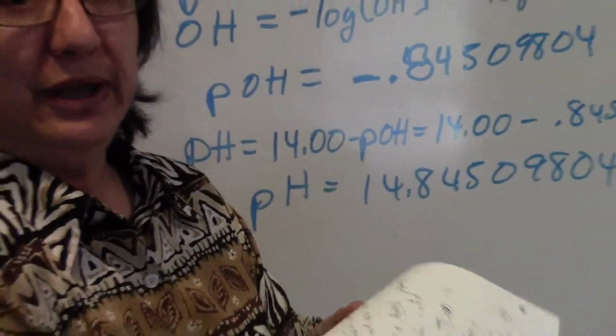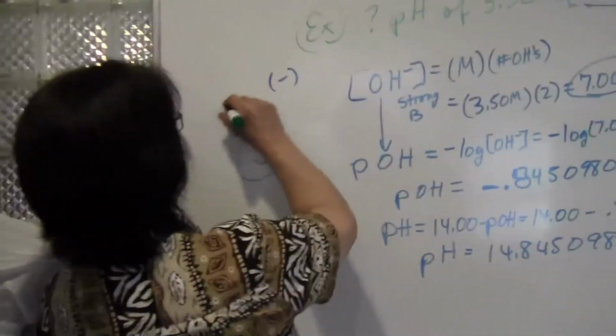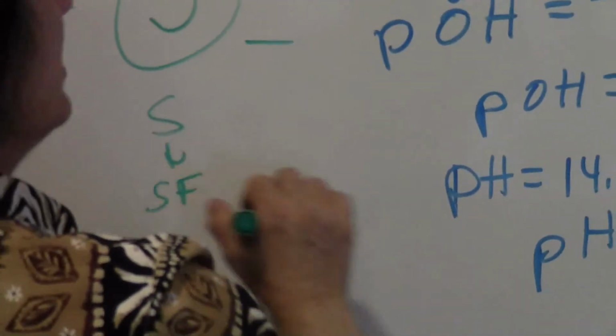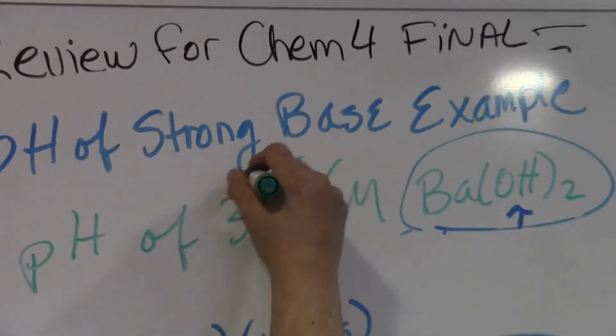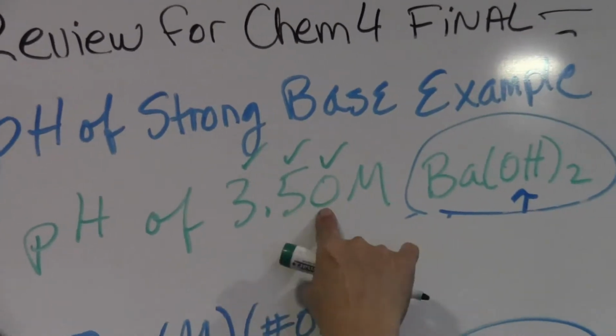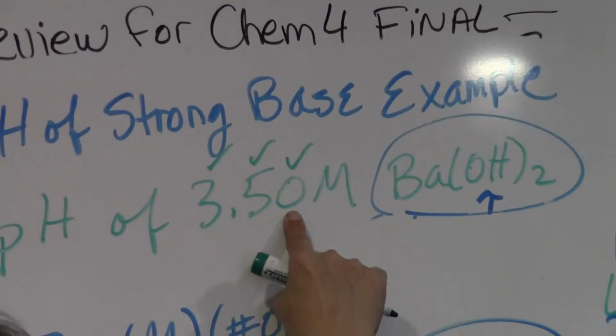Remember SUN, people, at the end of every problem. S stands for significant figures. Go back to your problem. 1, 2, 3. We count the 0 because the number has a decimal. If it ended in a 0 and didn't have a decimal, we wouldn't start there. So we had 3 significant figures.